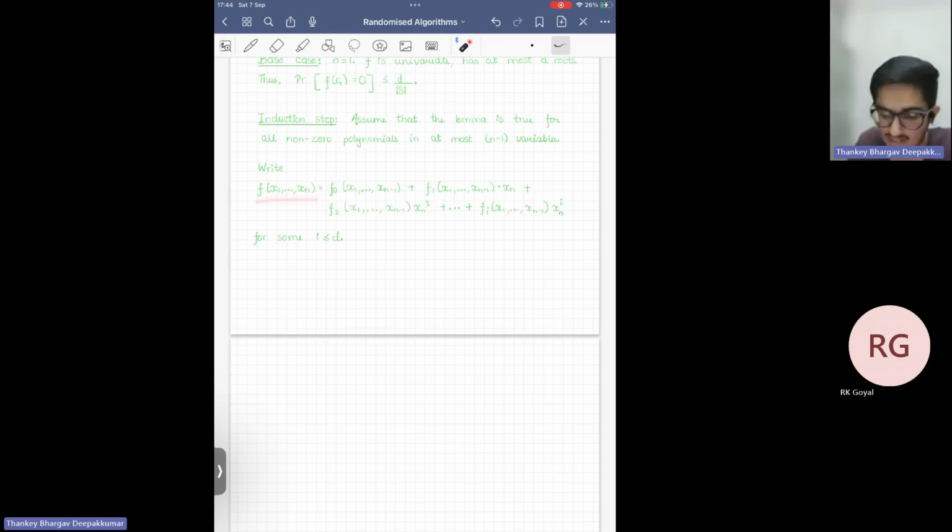Here my multivariate is non-zero. When I'm plugging in values for x1 to xn minus 1, it becomes a zero univariate, right? So it goes from non-zero to zero. And that's an issue, right? In the univariate case, that won't happen because I'm not doing anything. My polynomial is univariate to begin with. Over here, I had a multivariate polynomial, which I converted to univariate. And in that process, I messed up. I got zero.